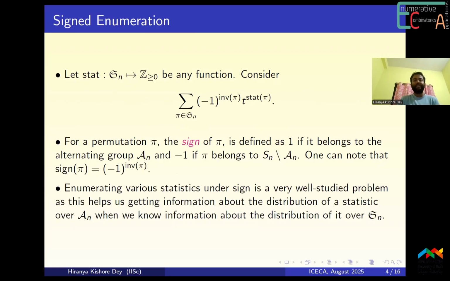Now, enumerating various statistics under sign is a very well studied problem. There has been a lot of work on enumerating signed statistics. This is useful because it gives information about the distribution of a statistic over the alternating group An if we know some information about it over Sn. So that's why it's very useful.